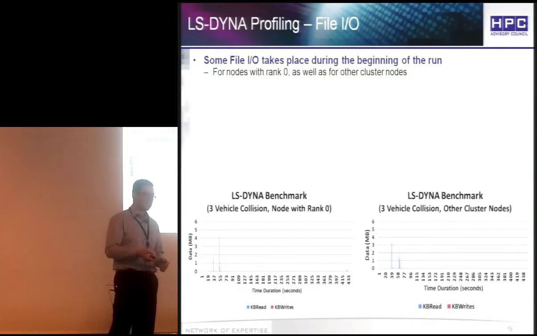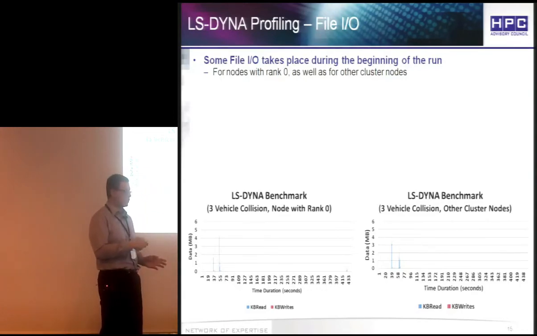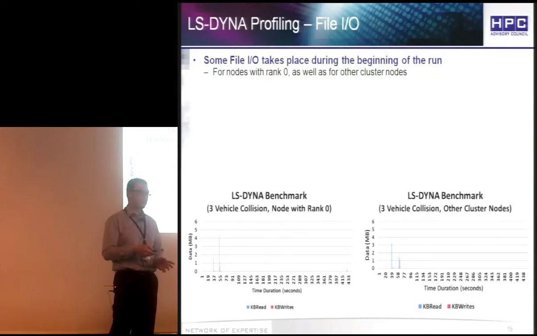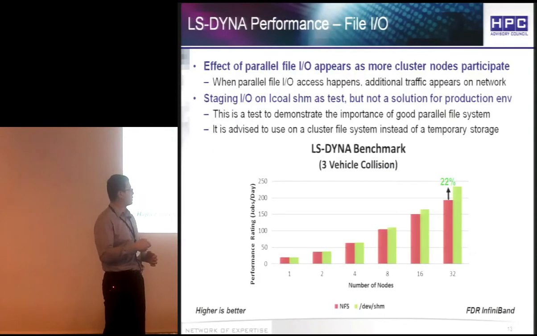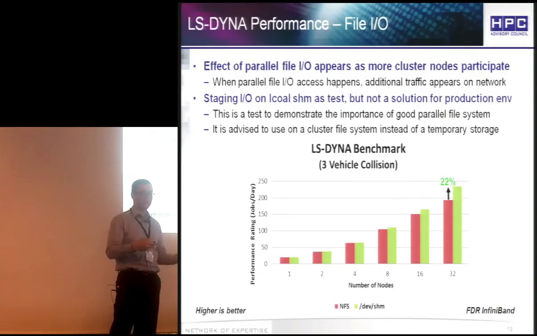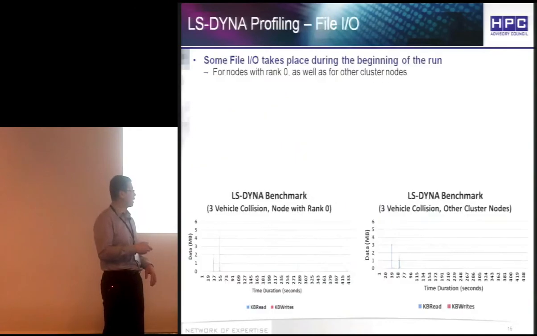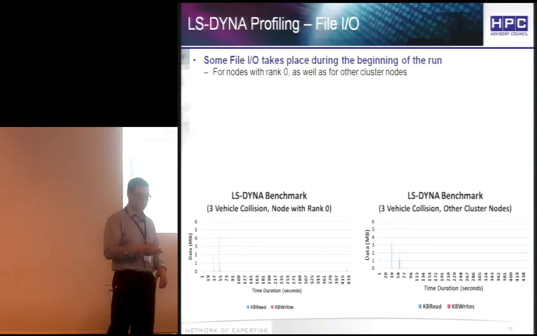As for the other nodes, you see similar things, but the data write on this scale is actually not great, even though it happens on all the compute nodes altogether. But when all the nodes are doing it at the same time, you see a big impact, as we have seen right here. So up to 22% when all 32 nodes are doing it at the same time. This is for the node with rank 0, and this is for the rest of the cluster nodes. So the behavior is pretty much similar.